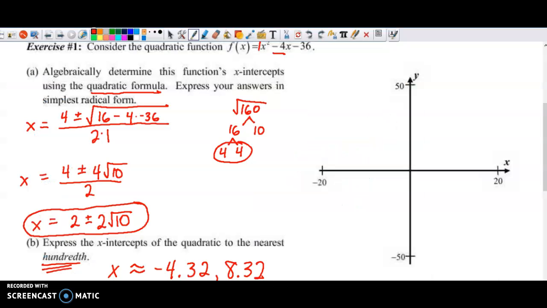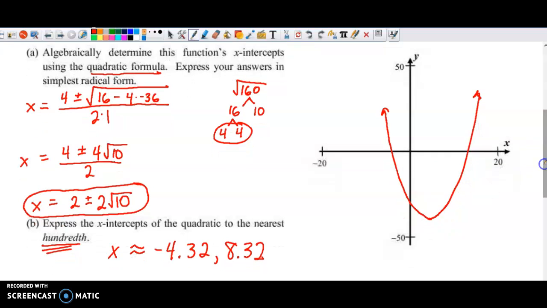And a lot of other things should make sense to you. For instance, I'm just kind of lamely drawing this on here. Very lame, because this should be 8 and it doesn't look like it's 8. This point is negative 4.32 comma 0, and this point is about 8.32 comma 0.